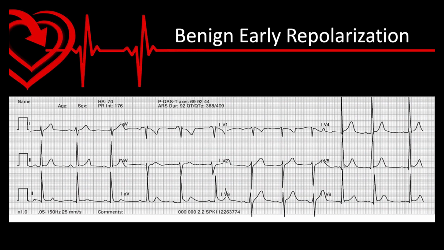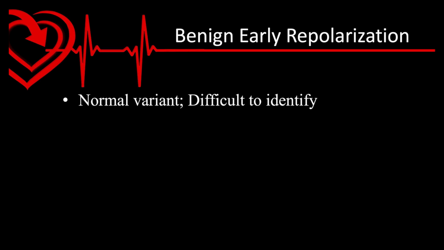The next one I'll mention is not as common, but it's benign early repolarization, and it's exactly like it sounds. Benign meaning it is a clinically insignificant finding that occurs in some patients. Early repolarization simply means that the repolarization process starts earlier than in most, and it produces some characteristic changes to the ST that can be mistaken for ST elevation. It's a normal variant in some patients.